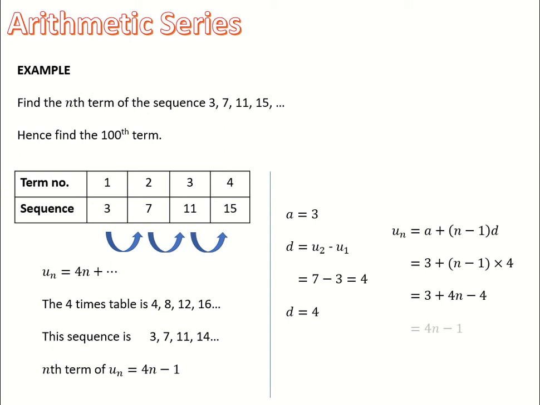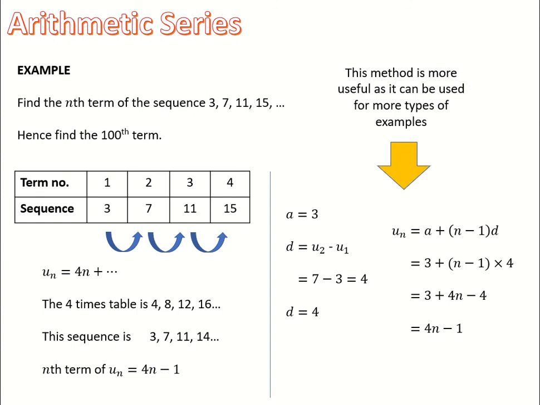In other words, 3 plus 4n minus 4, in which case it's 4n minus 1. It actually ends up being exactly the same sequence formula. But this method is more useful for more types of examples, as you'll see going forward.